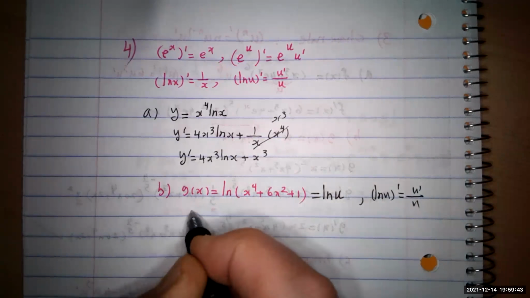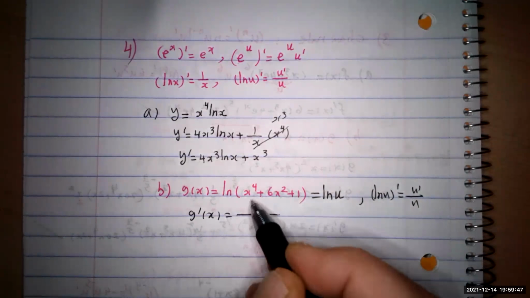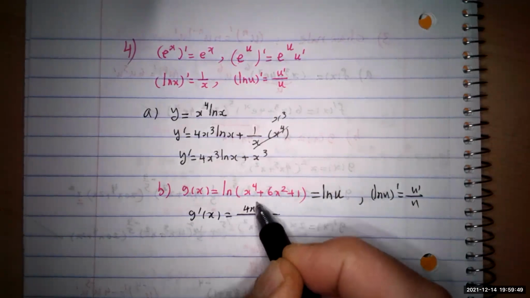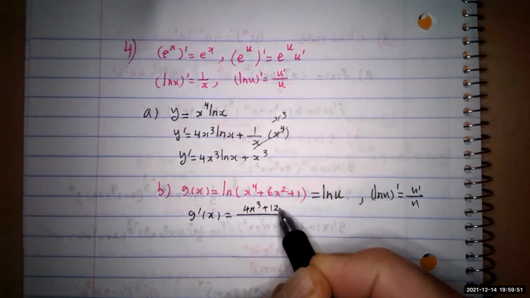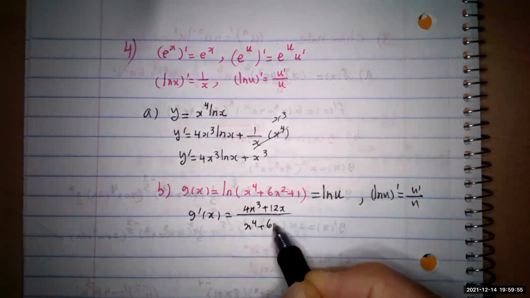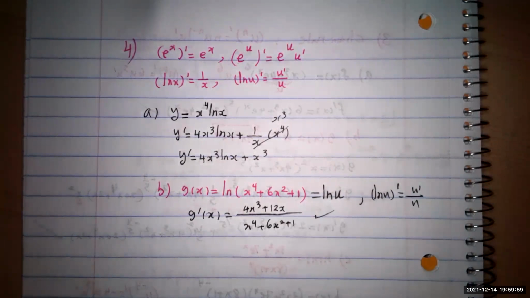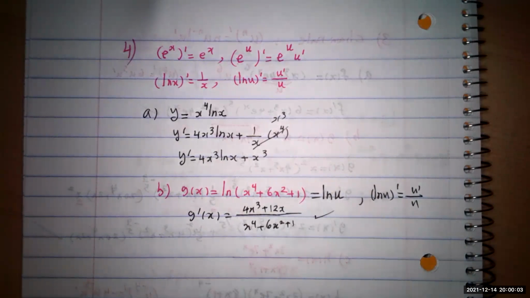Okay, so g prime of x is simply u prime, which is going to be 4x cubed plus 12x, divided by x to the 4th plus 6x squared plus 1. And it's done. You cannot do anything about it. You cannot simplify it, even if you factor it. So what's the use? That is it. It's just the derivative of the function, u prime over u.